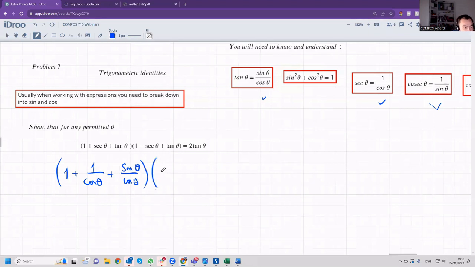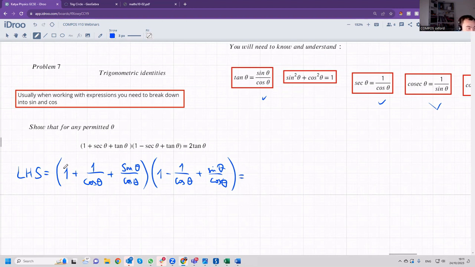Open bracket, 1 minus sec. Sec is 1 over cos theta plus sine theta over cos theta. I'm not touching the right-hand side. I'm just working with the left-hand side for now. I'm going to simplify this.